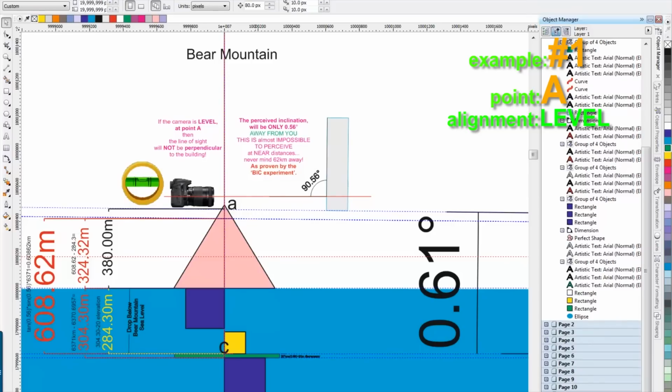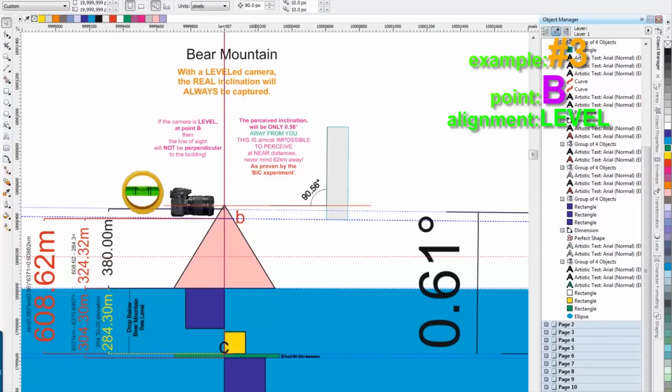At point A, when we have a level camera, it's exactly the same as point B, again with a level camera. The angle of incidence is the same. So we're perceiving the true 0.56 degree inclination that the Empire State Building should have from the natural inclination due to the curvature of the Earth. So with the level camera, the real inclination will always be captured.